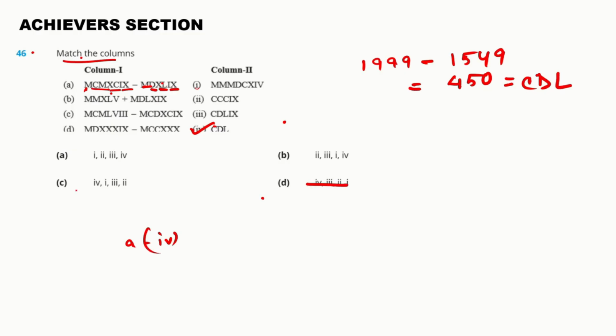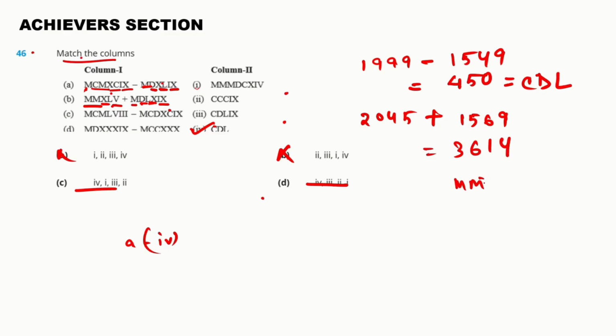2 possible options, 1 and 2 eliminated. Next, double M is 2000. 2045 plus 1569 is 3614. 3614 is written as 1000, 2000, 3000. 600 would be written as DC, 500 plus 100, 600, and 14. So where do we have it? After 4, option 1 is over here, only in option C. So that's the answer.